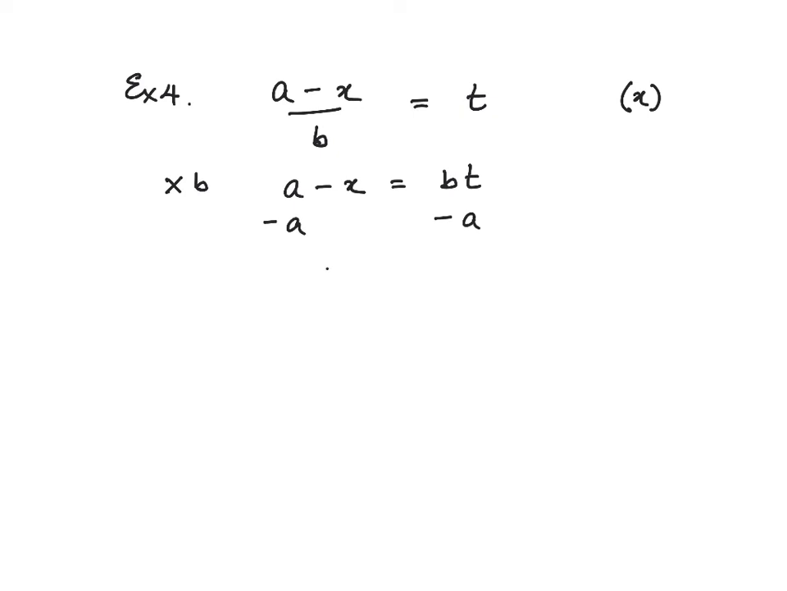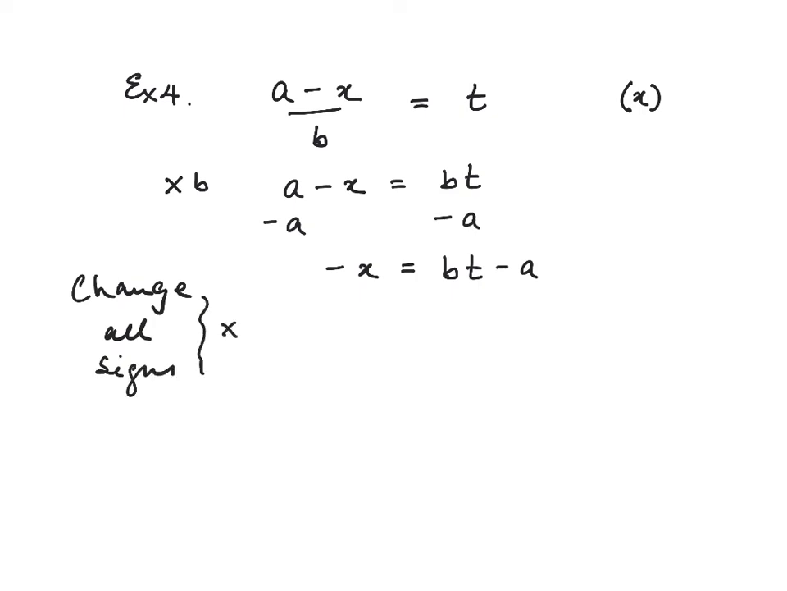Now be careful, that leaves you with a minus x, and that's bt minus a. I'm then going to change all signs. Now remember, changing all signs is the same as multiplying by minus 1. So the minus x becomes a plus x. The plus bt becomes a minus bt, and the minus a becomes a plus a.